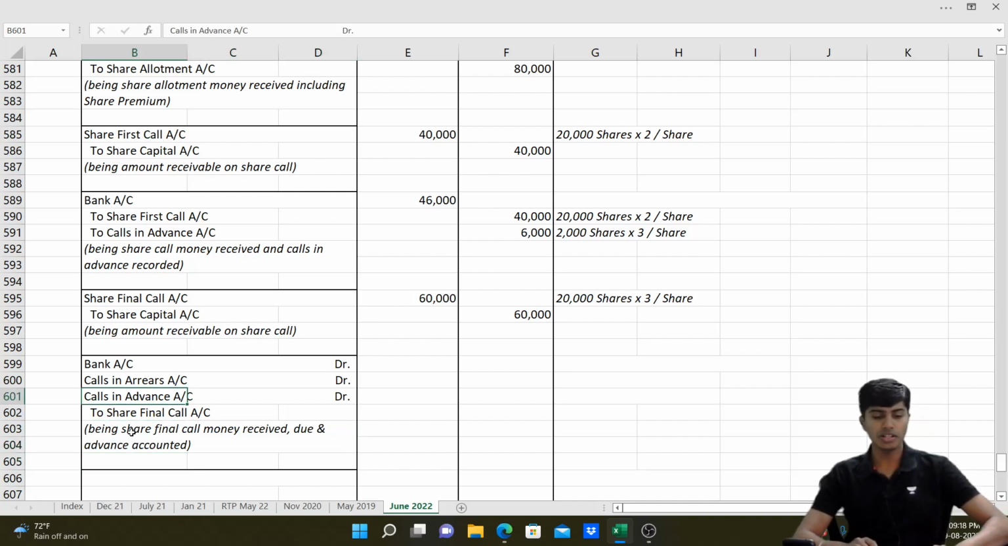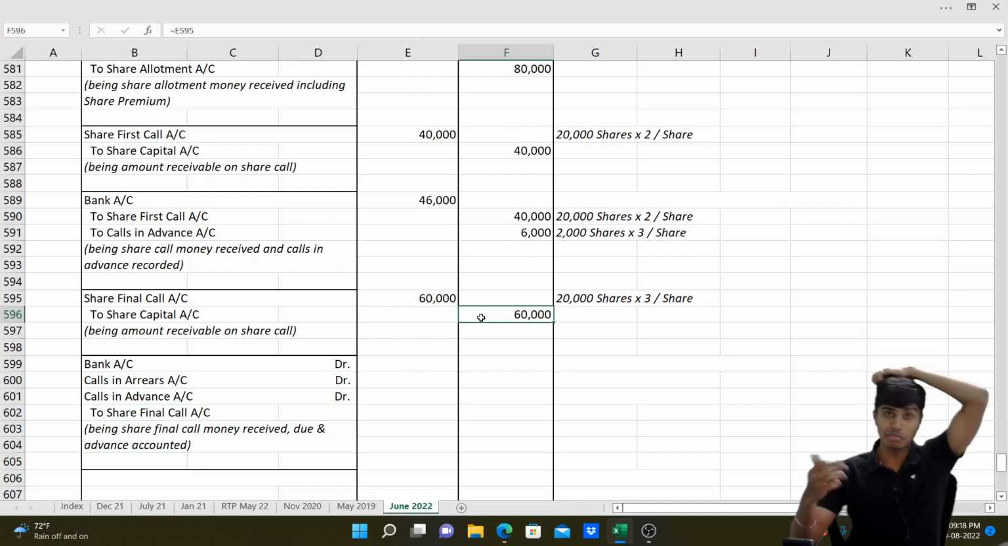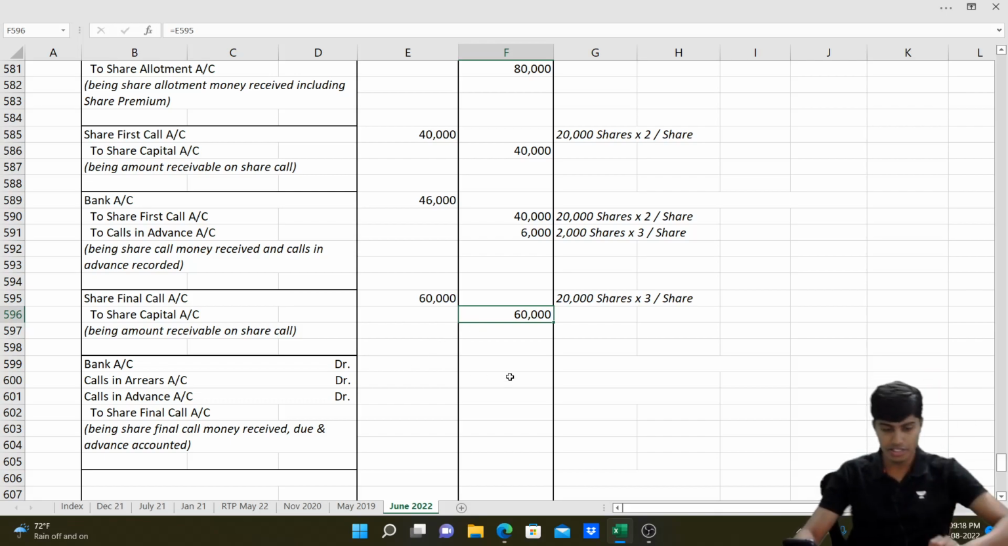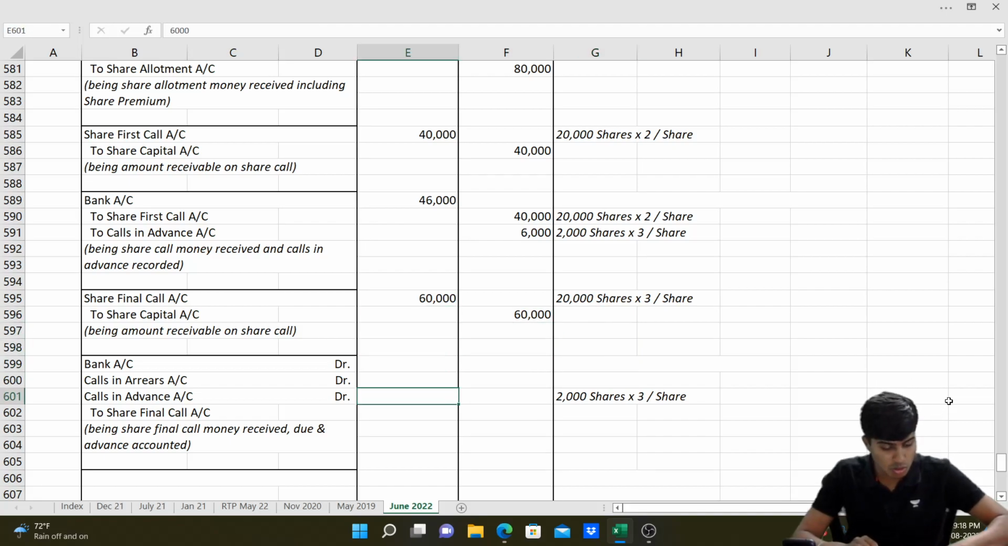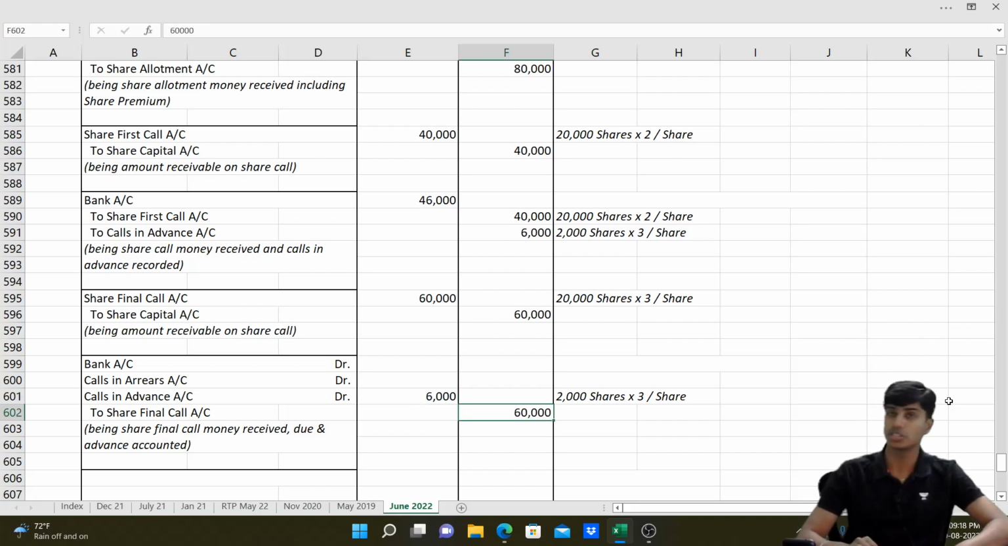Now, we will not receive the entire 60,000 right now. Some money will be received later, some money is already received. How much is already received? Calls in advance is very simple to identify here. Mr. M, who was supposed to pay us 3 rupees for 2,000 shares, has already paid this money along with our first call. So that 6,000 rupees is our calls in advance account. Share final call obviously is those 60,000.